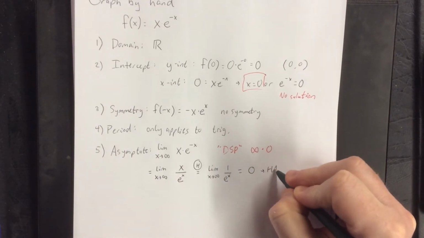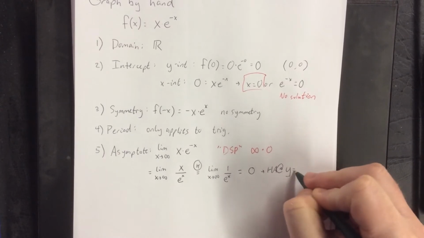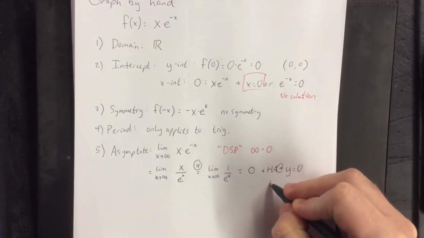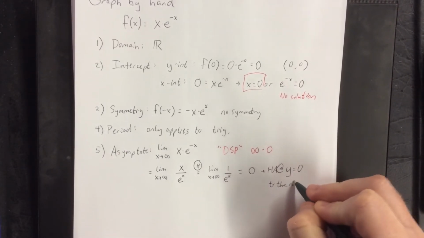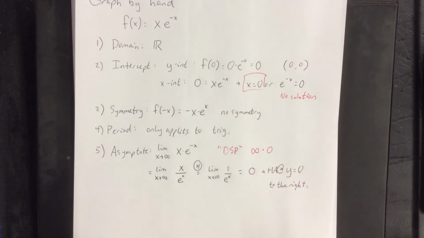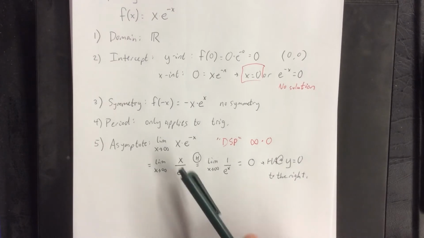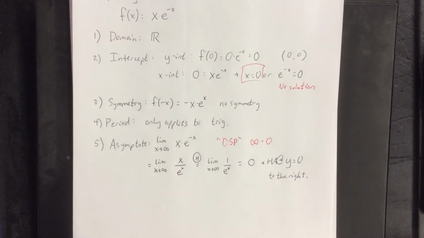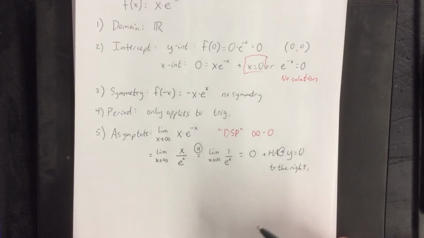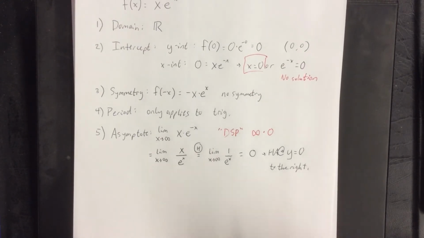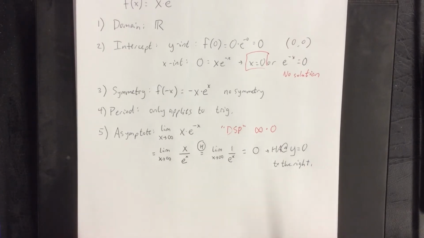This lets me know that there is a horizontal asymptote at y equals 0, but only to the right. If we were to consider the limit as x approaches negative infinity, we would have negative infinity times positive infinity, and that would not be an indeterminate form. Rather, it just lets us know that as x gets really big in the negative direction, y will be getting really big in the negative direction as well.